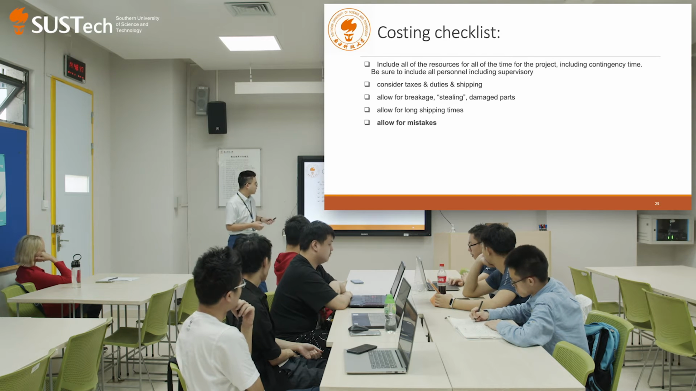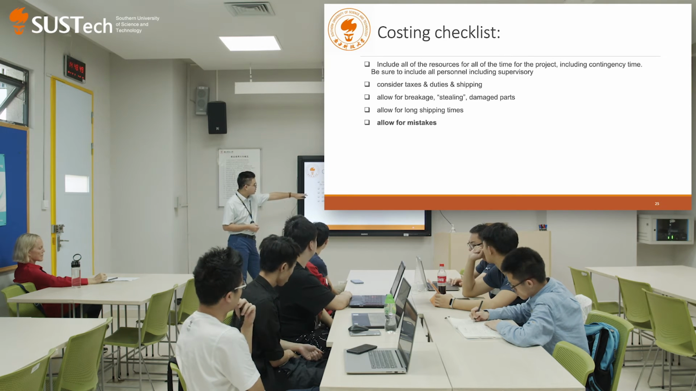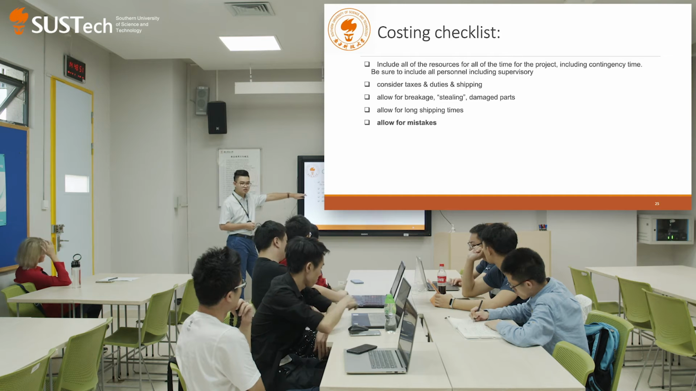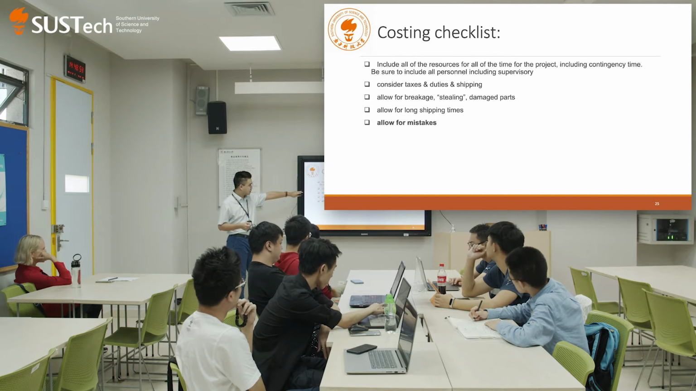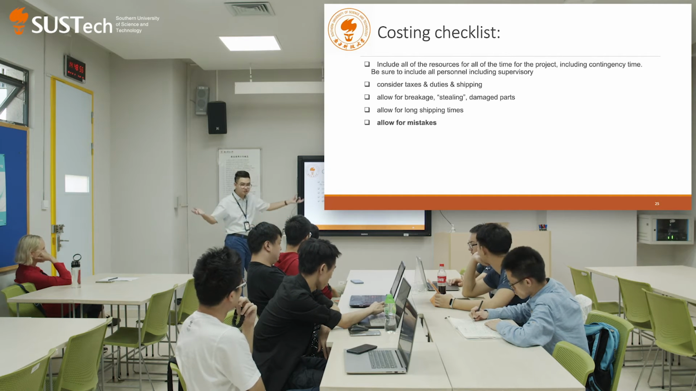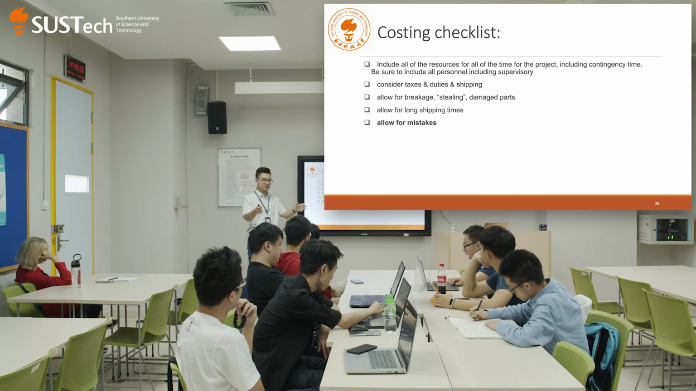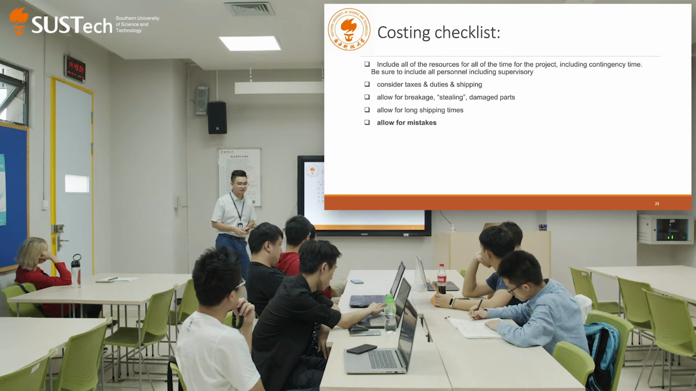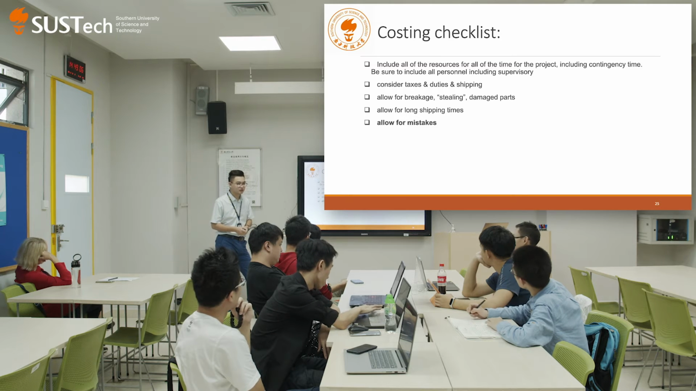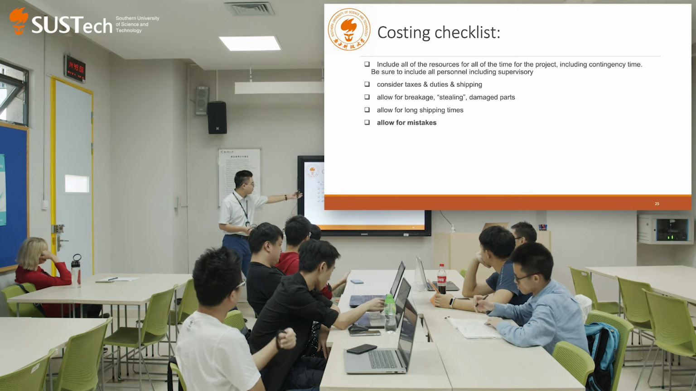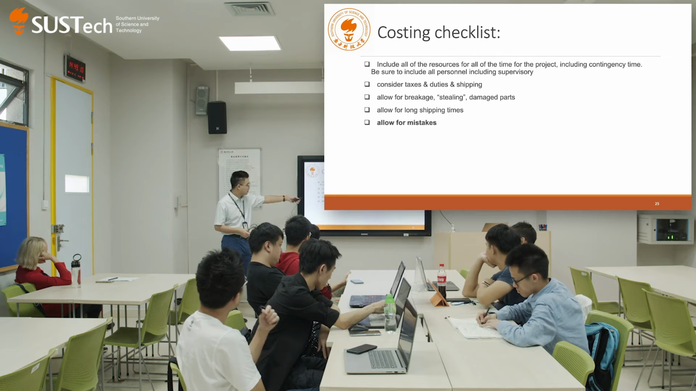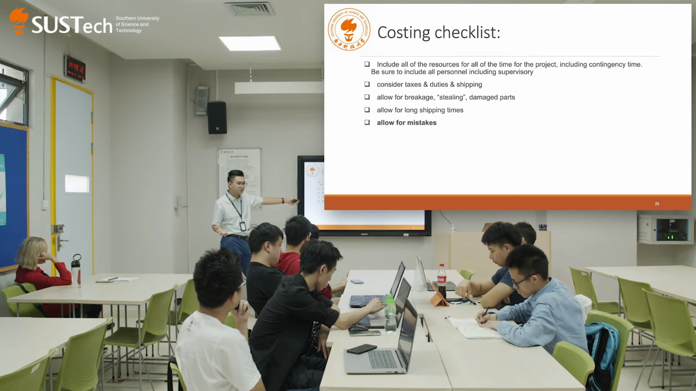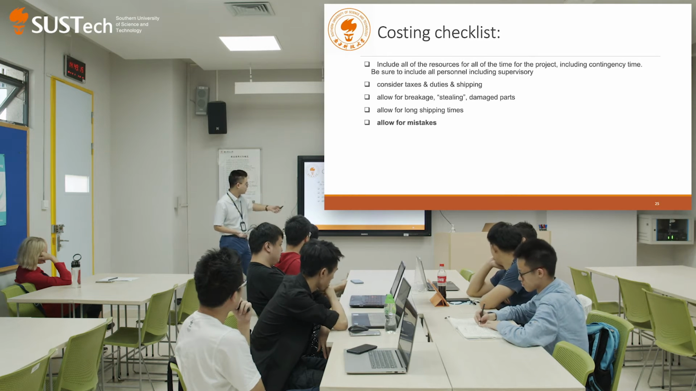Also, you need to allow for breakage, stealing, and damaged parts, right? That's obviously important when we're doing decoration projects. And you don't just buy enough materials for this project. You need to multiply by a safety factor of 1.2, I would recommend, right? That allows for stealing and damaged parts. There will always be some lost parts when you accomplish a project.